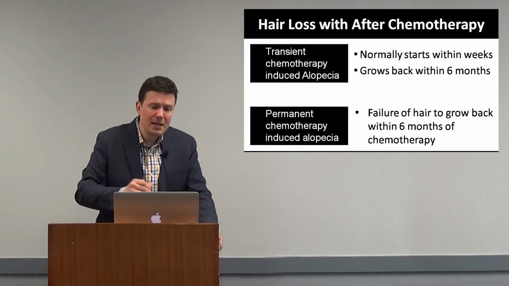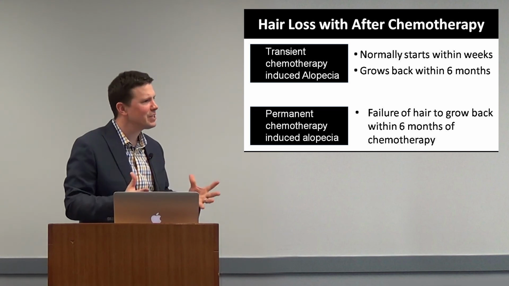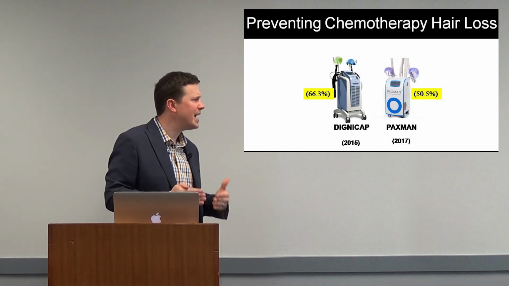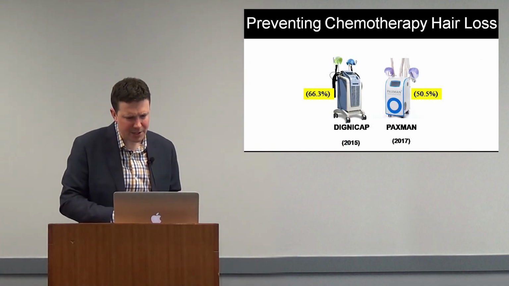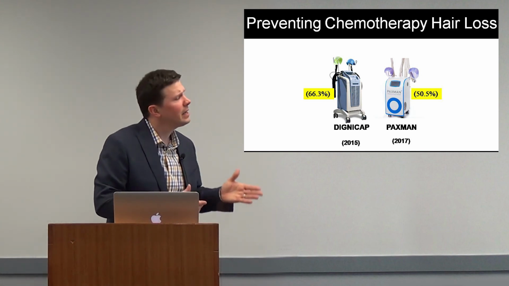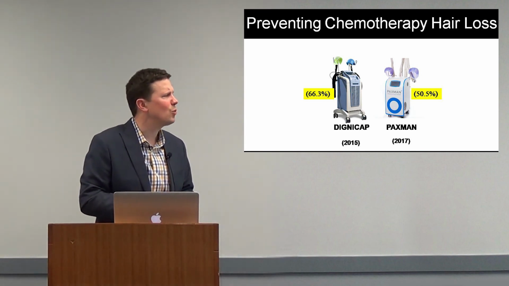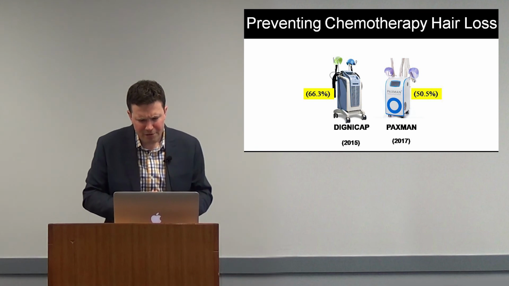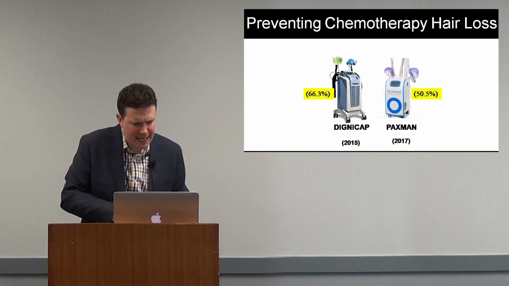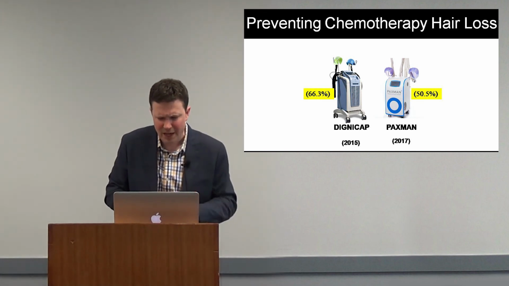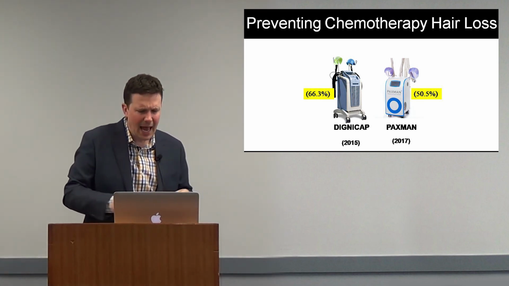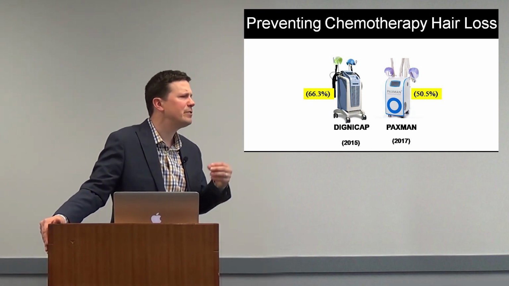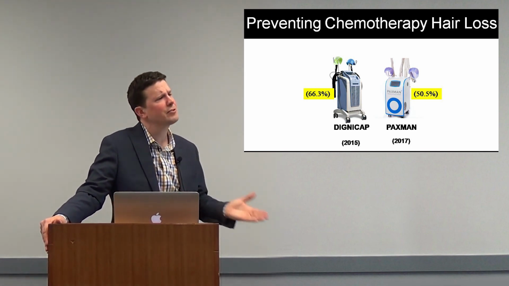But in the transient chemotherapy-induced alopecia, the first scenario, I'd like you to be aware of these new FDA-approved agents called the scalp cooling agents, which are now known to prevent chemotherapy-induced alopecia. And these have led to quite remarkable changes in how patients undergoing chemotherapy are treated. There's 2 FDA-approved devices shown here in this picture. The DigniCap was approved in 2015, and the Paxman device was approved in 2017. These 2 scalp cooling devices can reduce the chances of women developing hair loss in the first place after chemotherapy.